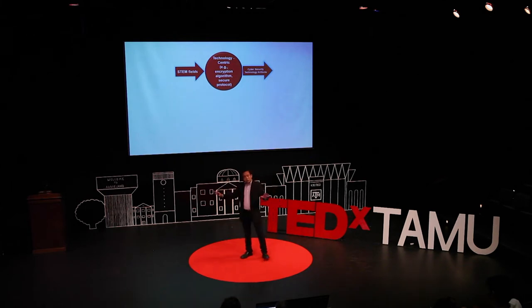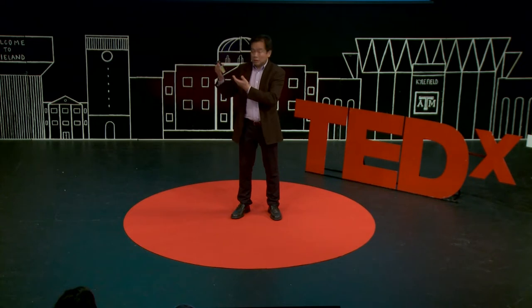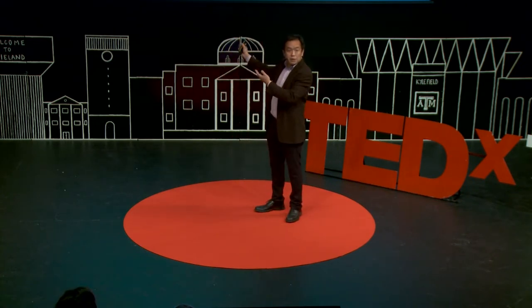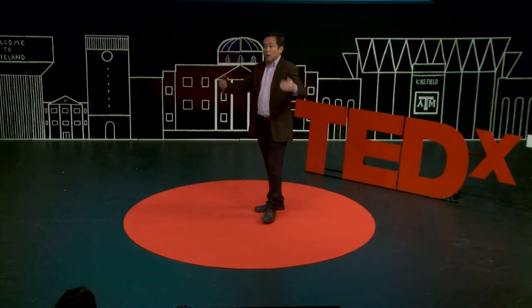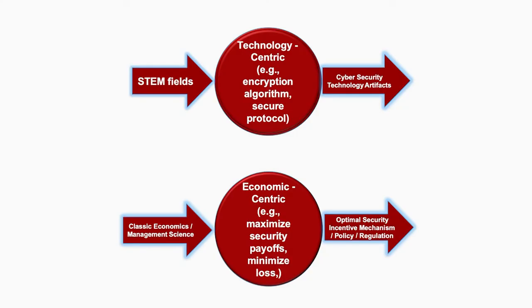Second wave: now we have all those technical artifacts, how do we use them? Well, that's the second wave. I call it economic-centric. That means now we have all these technology artifacts available, we attach cost and benefit parameters to them, and then we optimize, either maximize payoff or minimize cost. That's how we develop optimum policies. You are going to use the technology this way, and this is the policy you should follow. In this wave, the main contributors are classic economists and management science experts, and we are interested in developing optimum security incentive mechanisms, policies, and regulations. That's what I call the second wave.